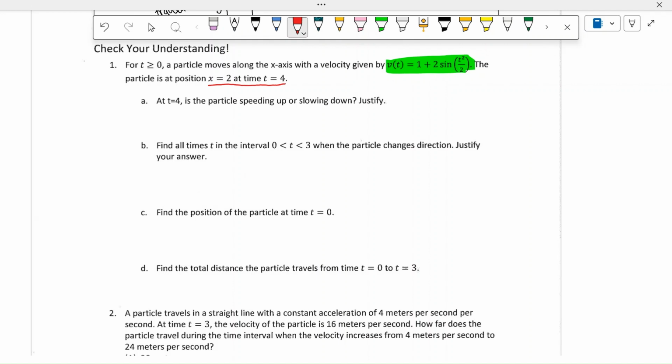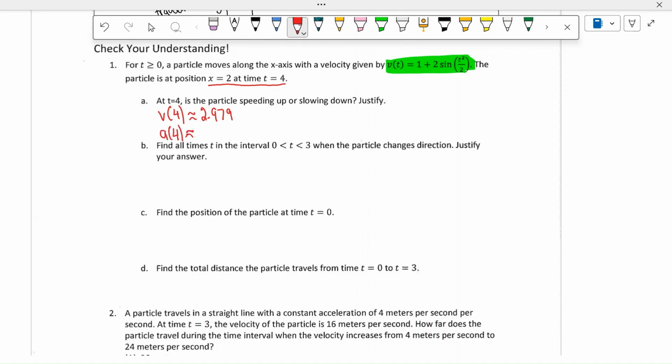Part A says, is the particle slowing down or speeding up at t equals 4? So speeding up or slowing down, you need to calculate what is v of 4. Just plug it into the original equation. That comes out to about 2.979. And you want to compare that with the acceleration at 4.